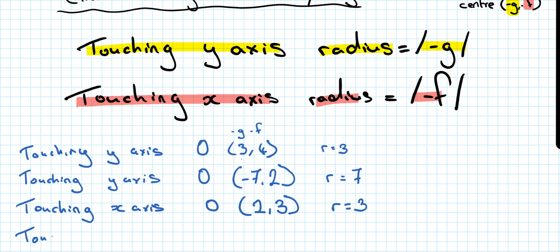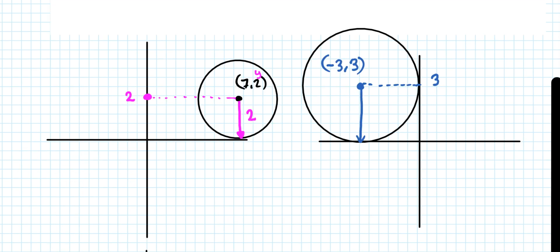And if it's touching the x-axis, and its center O is 4, minus 1, then its radius is going to be the modulus. It's touching the x, so it's going to be the modulus of minus f. Minus f is minus 1, so the modulus of minus 1 is 1. And to help you visualize that then, I have a few examples.